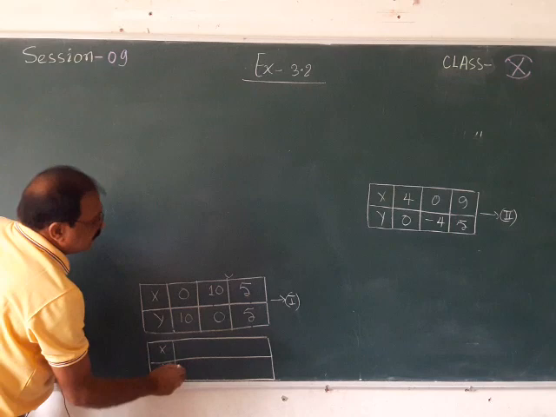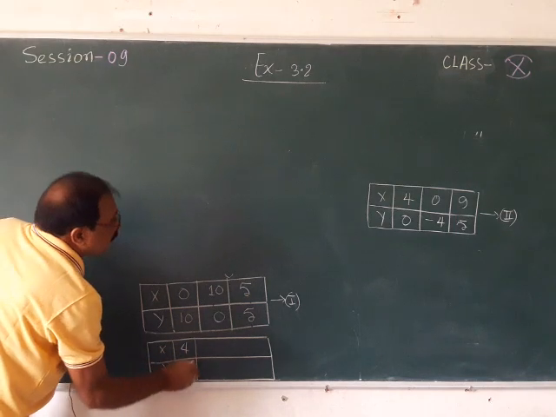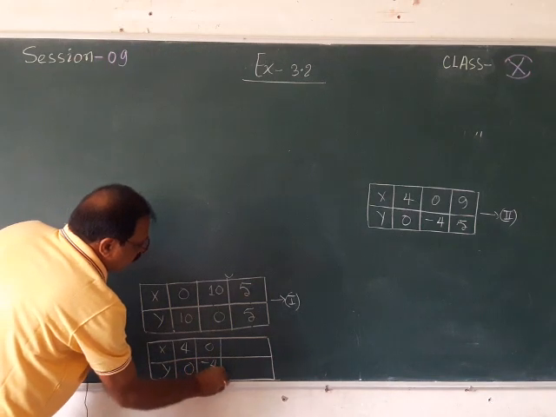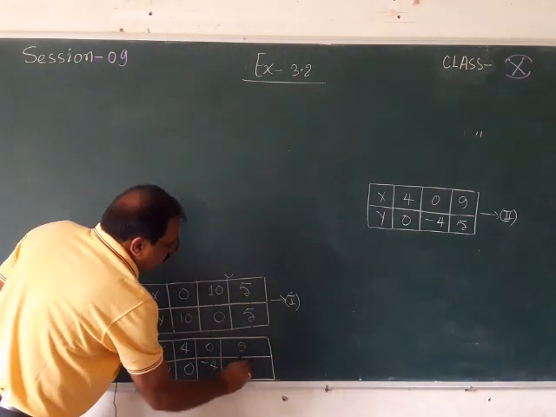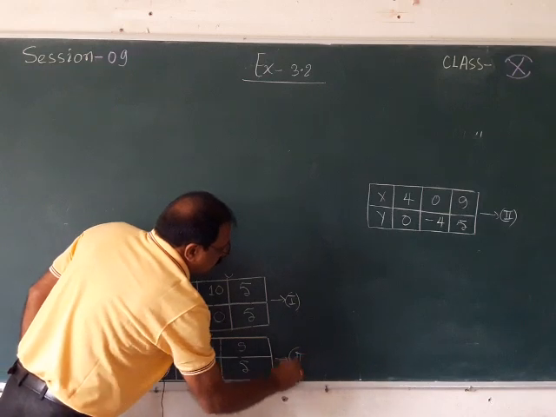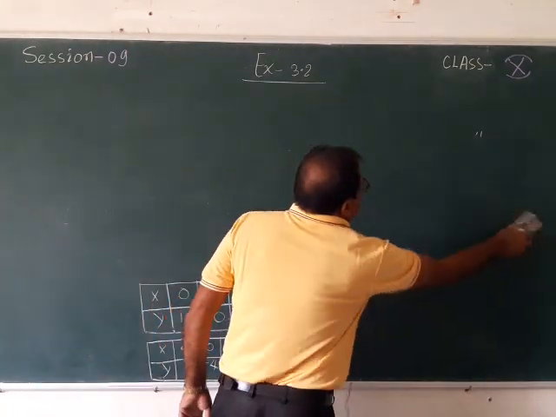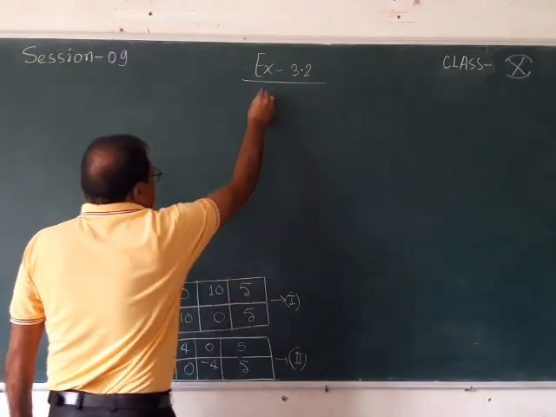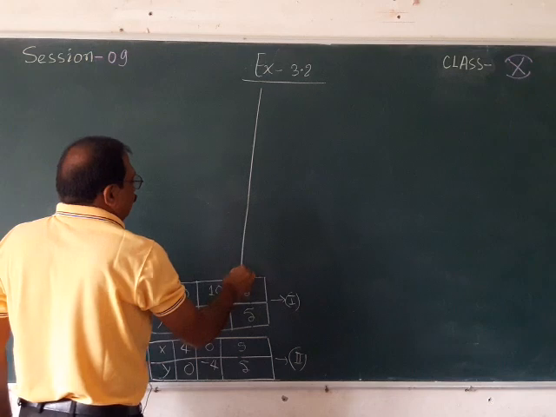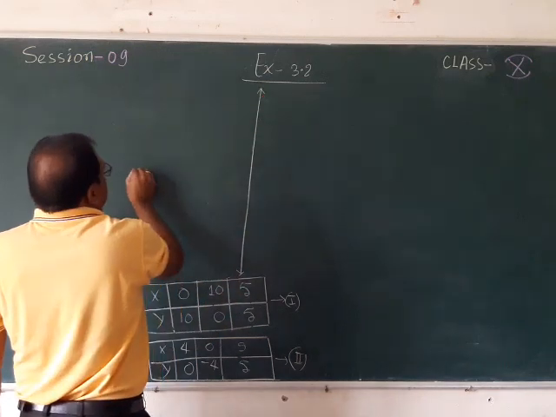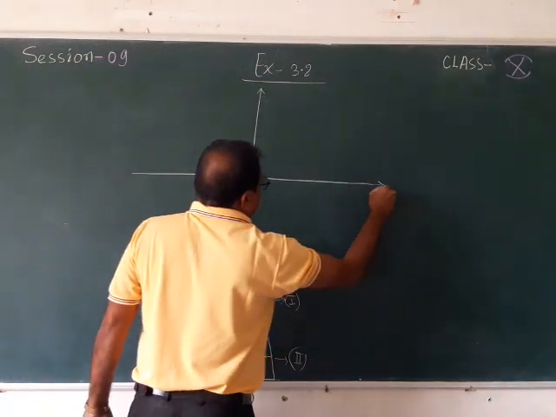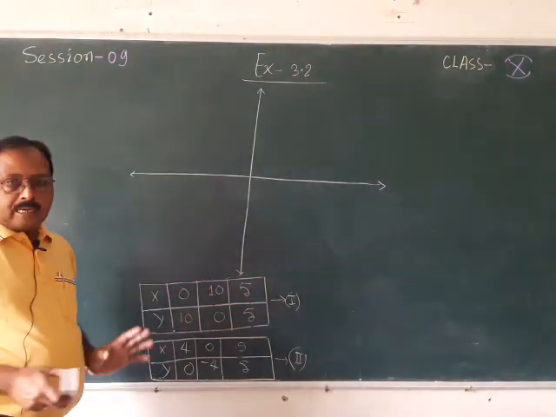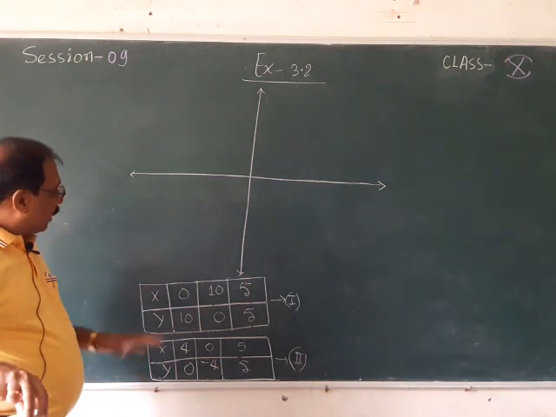x is there, y is there, here 4, then 0, then 0, then -4, then 9 and 5. This is the second equation. After copying it, I am trying to show you the solution set of this value chart. So how will you draw the graph? Here you can see what type of logic I am using, how to draw the graph.